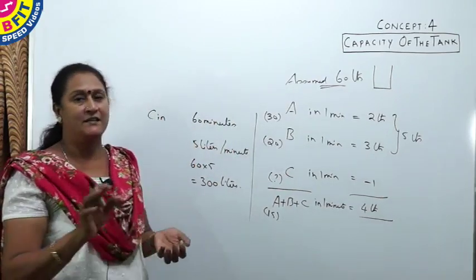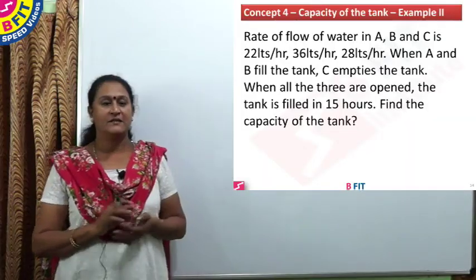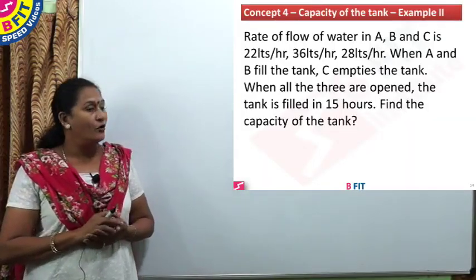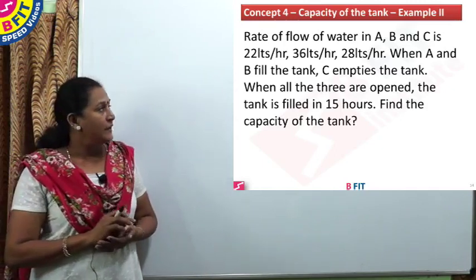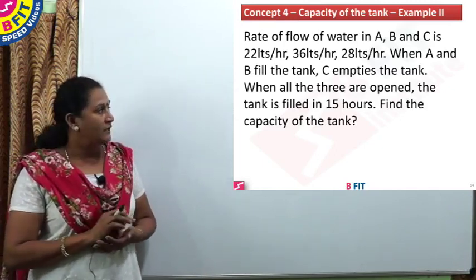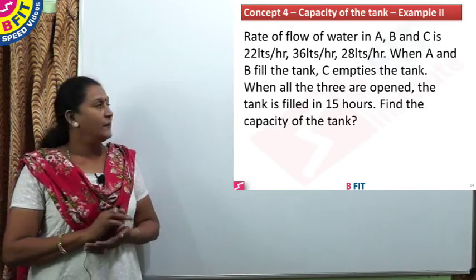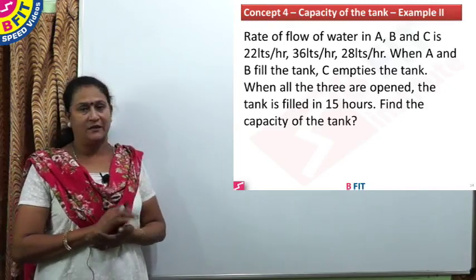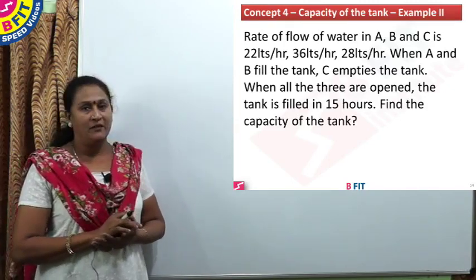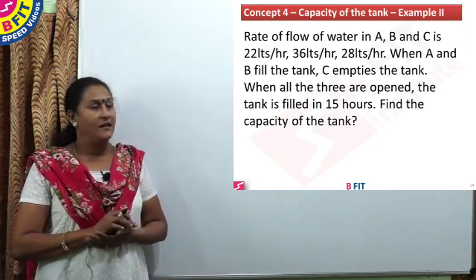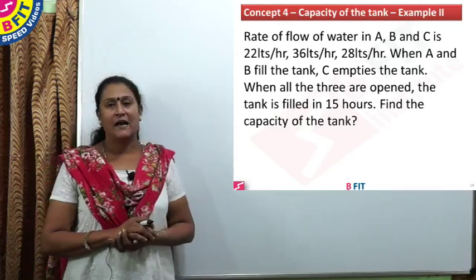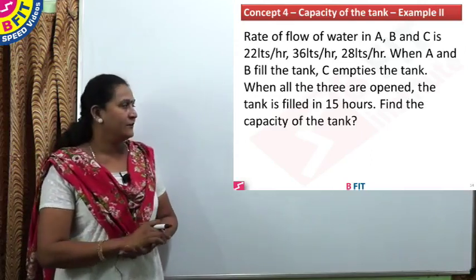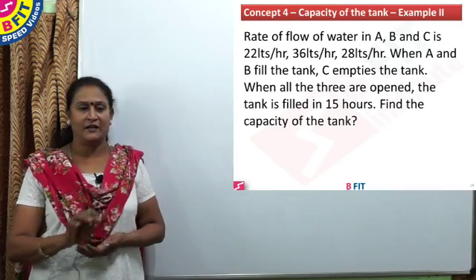So we'll see the next example. The question is: the rate of flow of water in pipes A, B and C is 22 liters per hour, 36 liters per hour and 28 liters per hour respectively. When A and B fill the tank, C empties the tank. When all three are open, the tank is filled in 15 hours. Find the capacity of the tank.